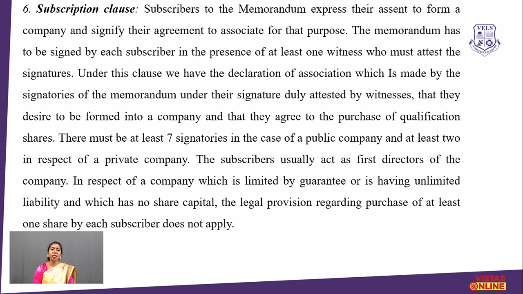There must be at least 7 signatories in the case of a public company and at least 2 in respect of a private company. The subscribers usually act as the first directors of the company. In respect of a company which is limited by guarantee or is having unlimited liability and which has no share capital, the legal provision regarding the purchase of at least one share by each subscriber does not apply.